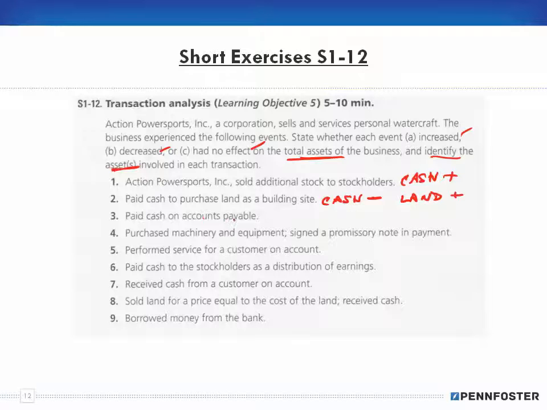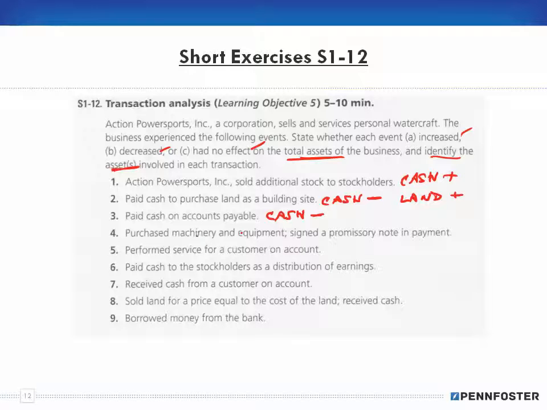Paid cash on accounts payable. Again, I'm using cash. Cash is an asset, and since I'm paying it, I'm decreasing it. And I'm using it towards an accounts payable. Well, payables are liabilities, so I don't need to identify that. So I only have a decrease in my cash account.